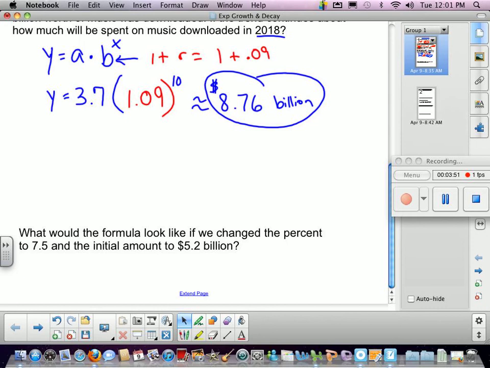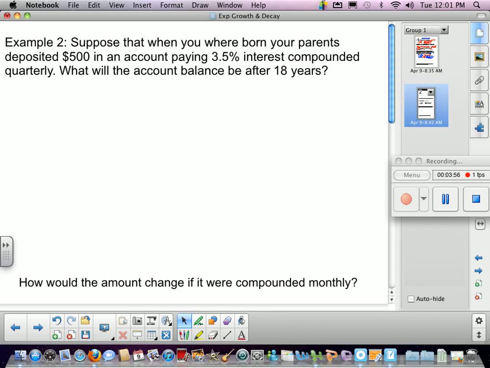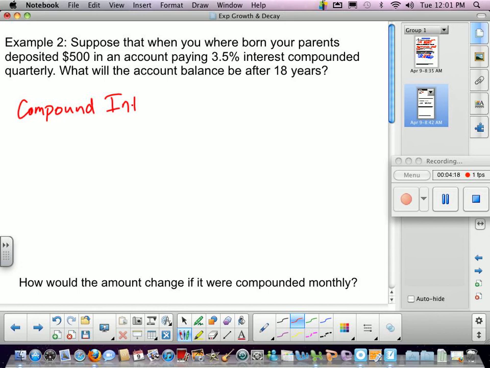All right. In example problem 2, we're going to talk about compound interest. So suppose that when you were born, your parents deposited $500 in an account paying 3.5% interest compounded quarterly. Okay. What will the account balance be after 18 years? So first thing we need is the formula, and this is your compound interest formula, which is A equals P times (1 plus R over N) to the NT.